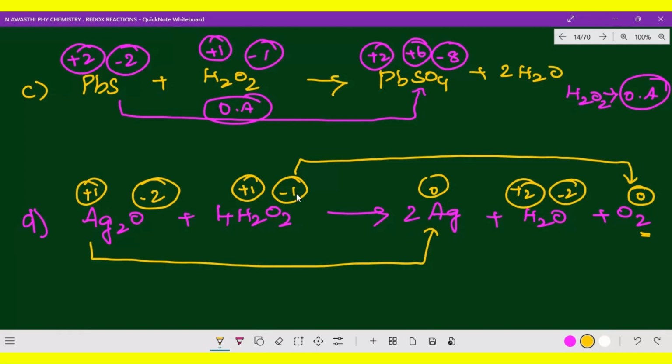See, in H2O2 the oxygen is minus 1, which is converted to 0. And in the same way, Ag in Ag2O is converted to 0. So that means in this case, it acts as a reducing agent. Which one is acting as a reducing agent here? H2O2 is the reducing agent.